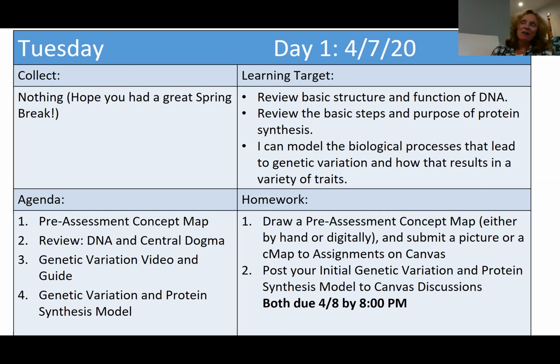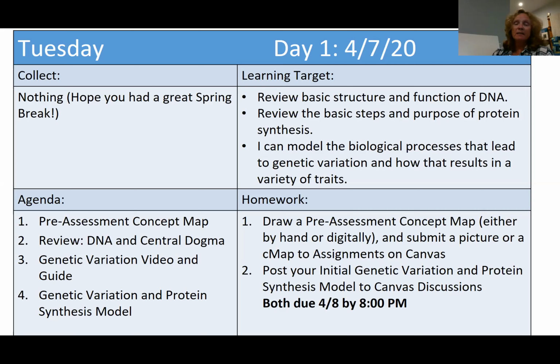So basically on our agenda, you can see that we're going to have a pre-assessment concept map. And then you're going to have our review of DNA and central dogma, and then genetic variation video and guide. That's going to be your second bit of homework. And then genetic variation and protein synthesis modeling will be the other component of homework. Homework will be due tomorrow by 8 p.m. So you're watching this on Tuesday, Wednesday night at 8 p.m. is when your homework's going to be due. And if you don't get it in on time, that's okay. It just means it'll be late work, okay?